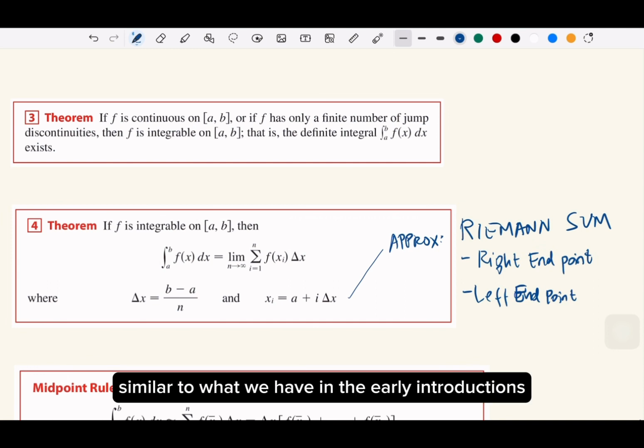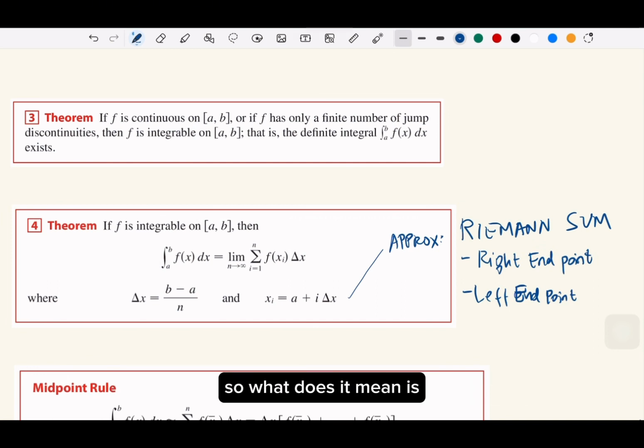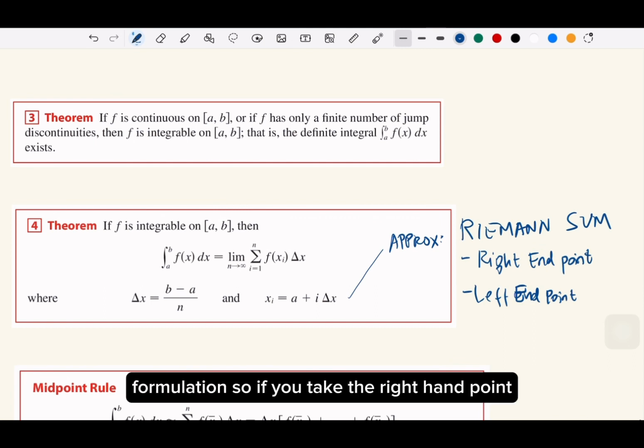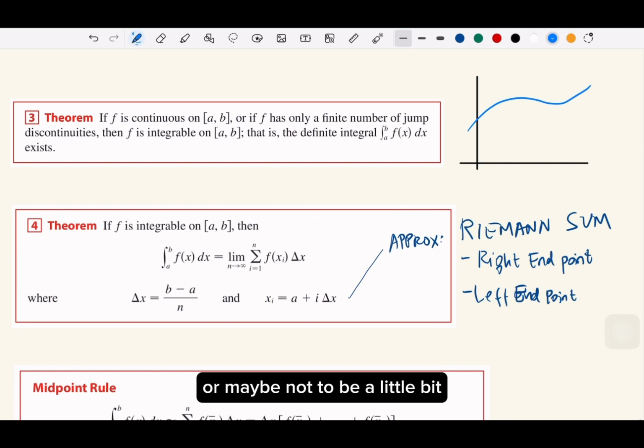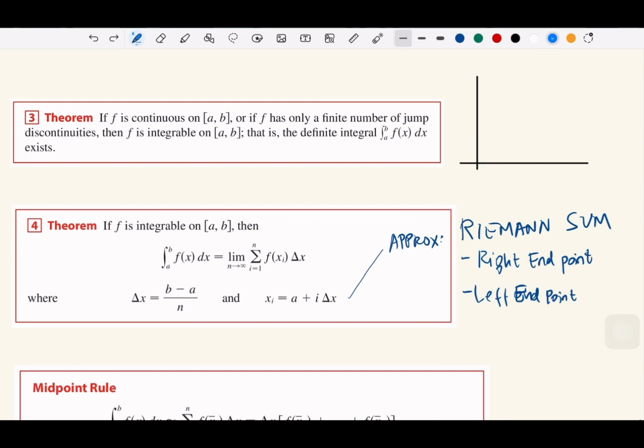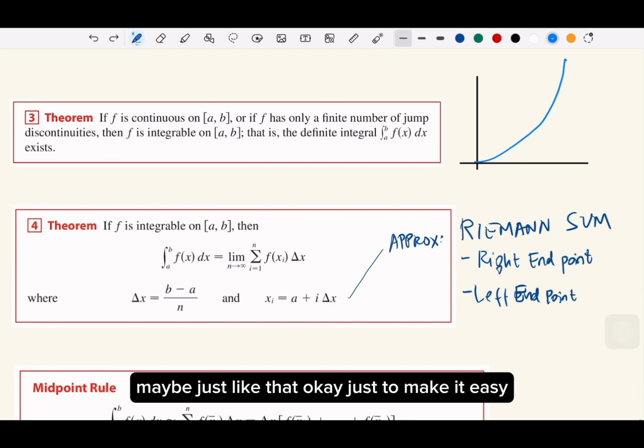Similar to what we have in the early introductions. So what does it mean is it will affect this formulation. So if you take the right endpoint, you set up the points on the right, on the rectangle. Okay? So if you have maybe the graph is like this, or maybe just like that. Okay, just to make it easy.